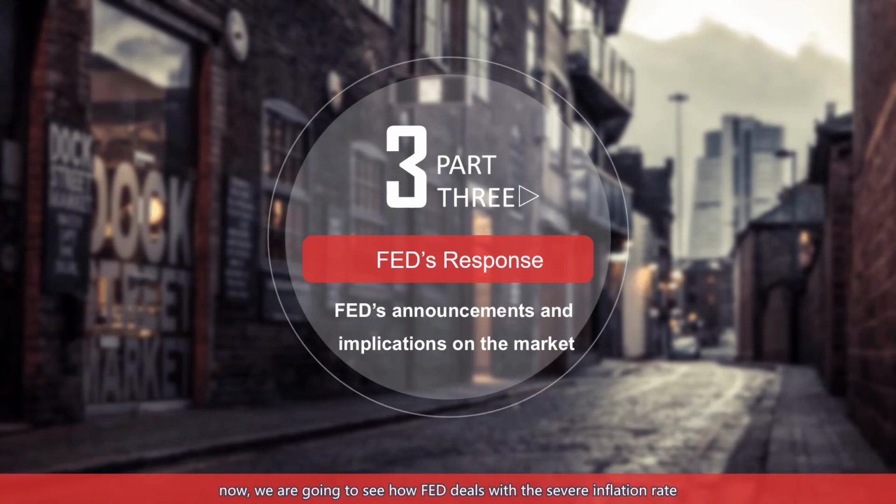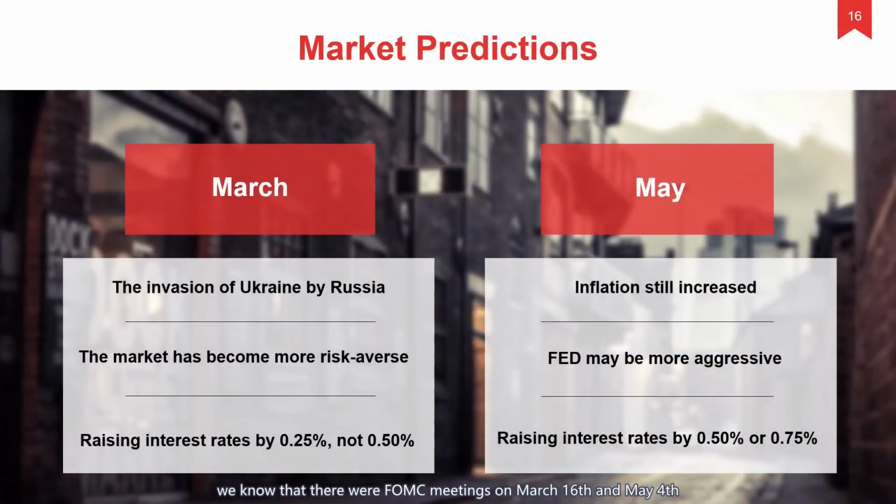After knowing the situation we just presented, now we are going to see how the Fed deals with the severe inflation rate. We know that there were FOMC meetings on March 16 and May 4th, where the Fed will state its following policy directions. First, let's see how the market predicted the policy.